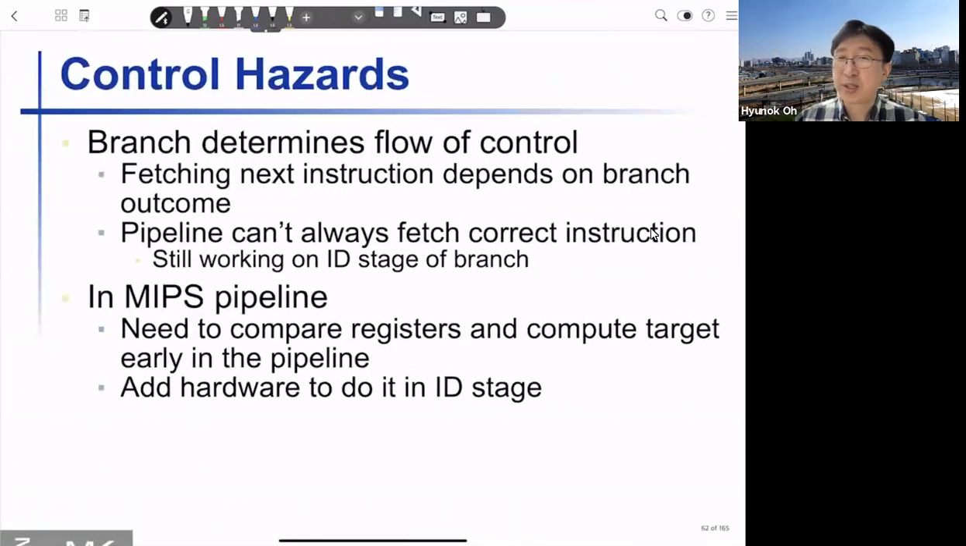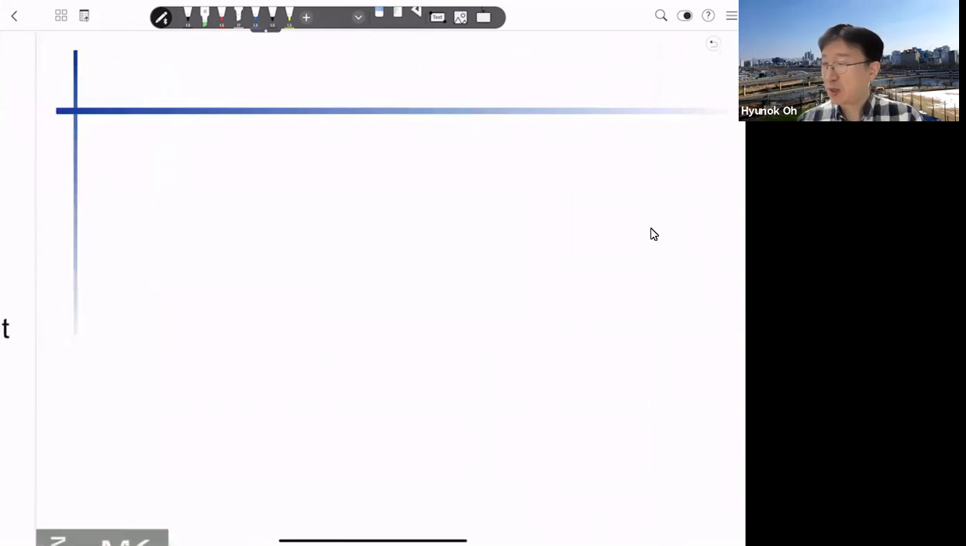Okay, so the last one is control hazard. Control hazard is the most difficult part to solve. Control means it is related to the program counter. So it's jumping or branching, okay? So control hazard means it is related to the branch instruction. Branch instruction is really hard to implement. So let's look at what is happening.